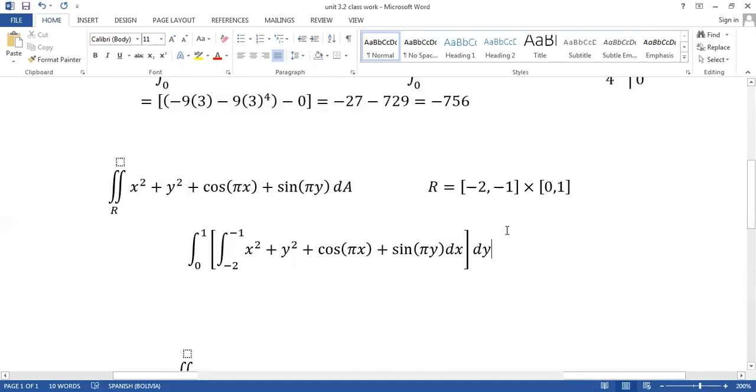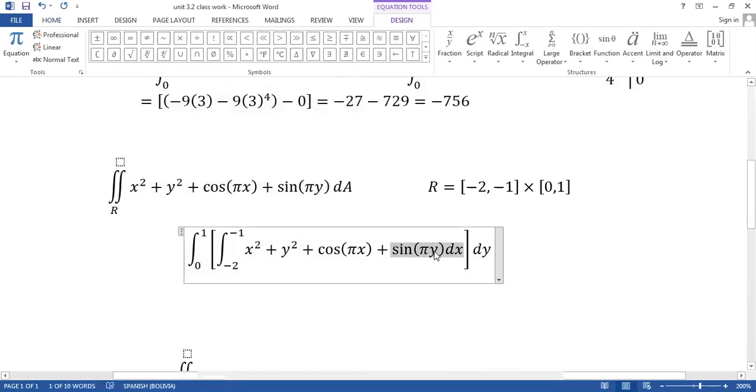What is going to be the constant term, sir? This term here, sine pi y. Because remember, y is going to be a constant. So that also means the y squared will remain a constant term. There you go.